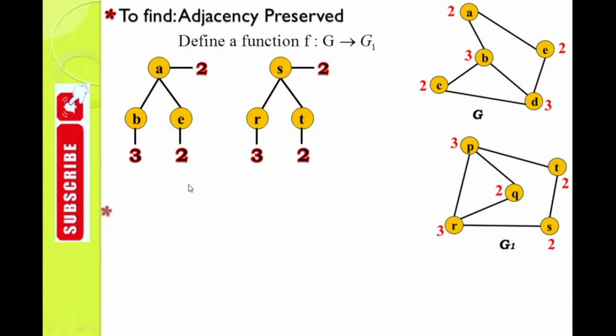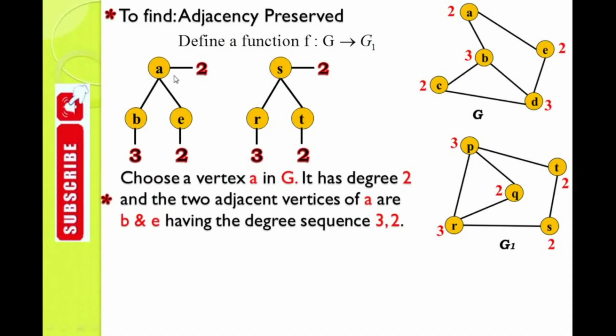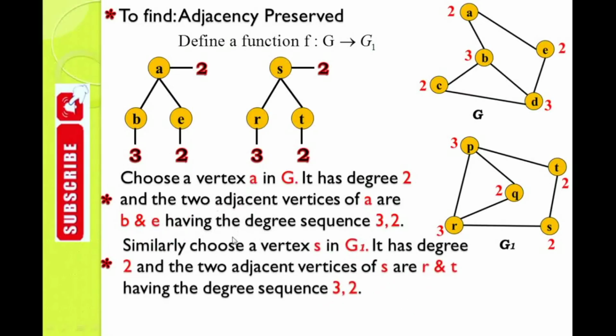So now we write a theory. Choose a vertex A in G, it has degree 2. The two adjacency vertices of A are B and E, having degree sequence 3, 2. Similarly, we write a theory for the second graph. Choose a corresponding vertex S in G1. It has degree 2 and the two adjacency vertices of S are R and T having degree sequence 3, 2. It satisfies all the conditions. Therefore, A is related to S and every pre-image having an image.